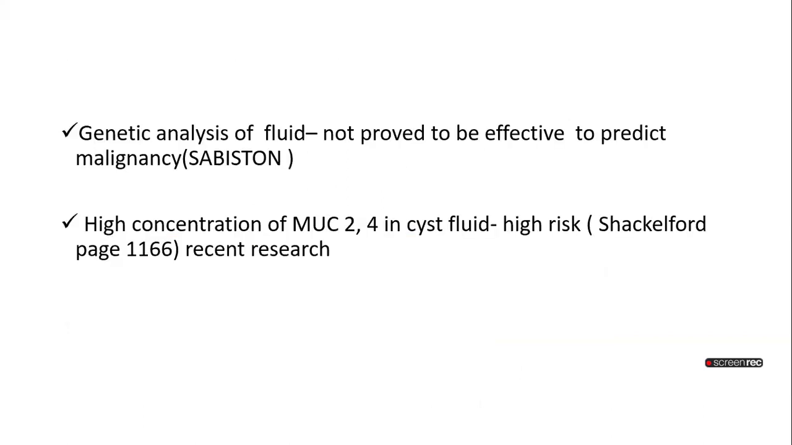The other points are genetic analysis of fluid is not proved to be effective to predict the malignancy, which is mentioned in Sebastian. The next point is recent research is showing high concentration of mucin 2 and 4 in cyst fluid indicates the patient is having high risk IPMN, that is with high grade dysplasia or invasive malignancy. That is another point which is mentioned in Shackelford.